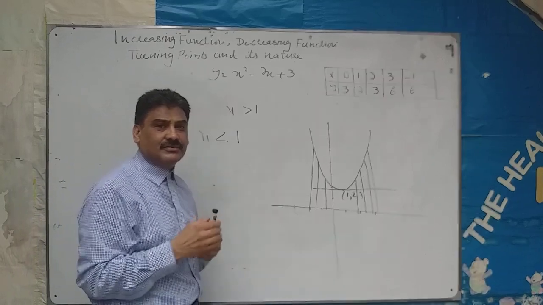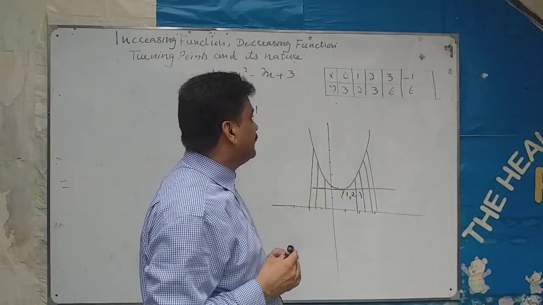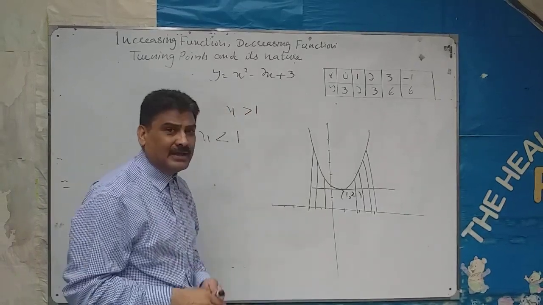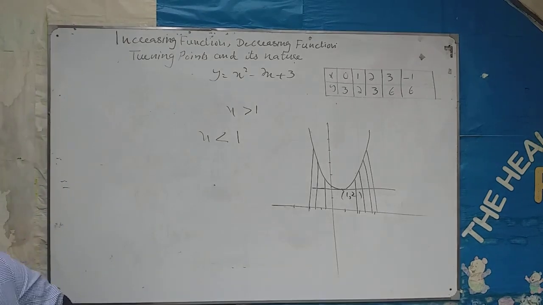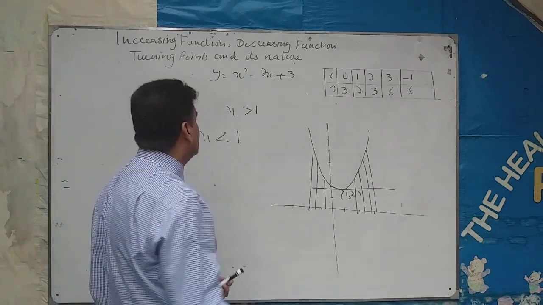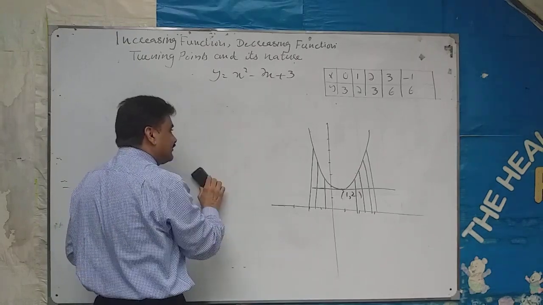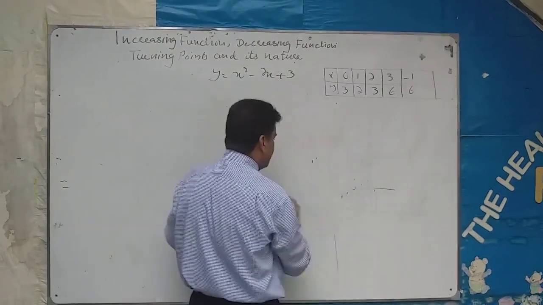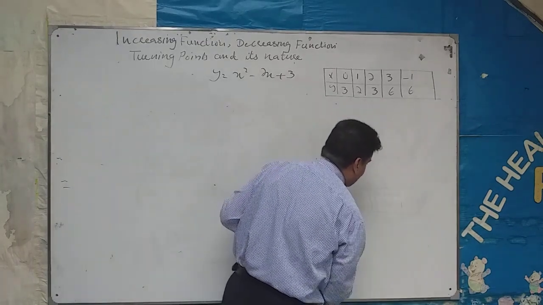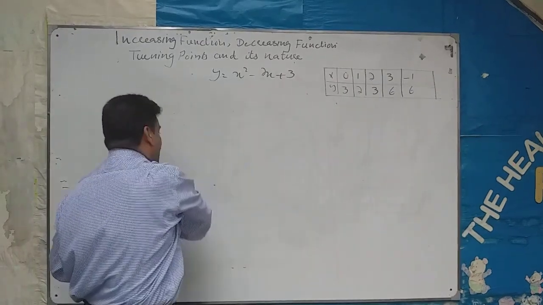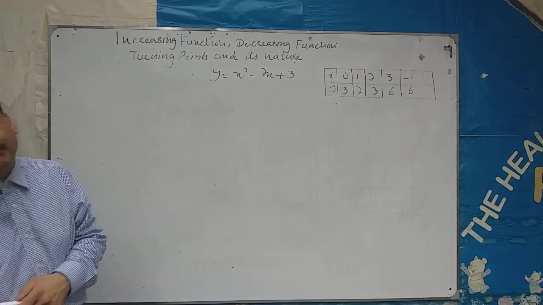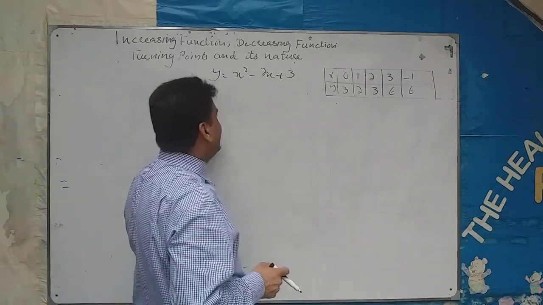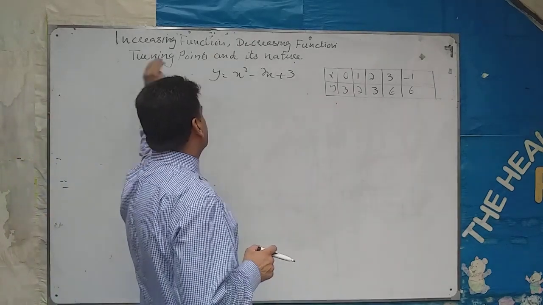We will now discuss the turning point. A curve has many points on it. The points at which, when we draw a tangent, it is parallel to the x-axis are called turning points. To find turning points, we equate the first order derivative to 0, and when we find the values of x, to find the y coordinate, we put these values of x in the given equation.